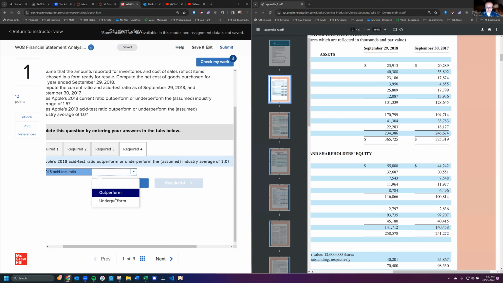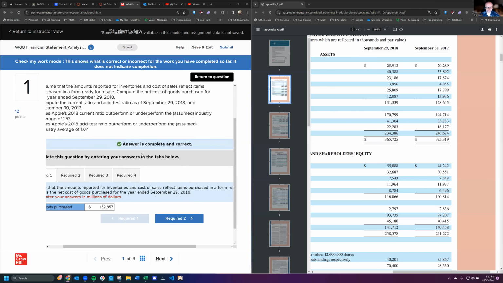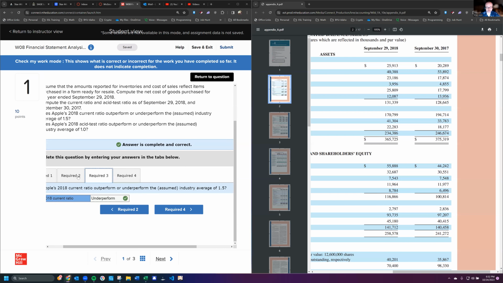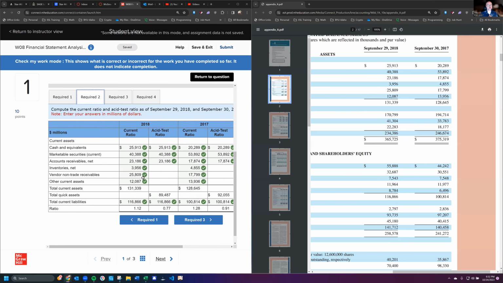So underperform. And we can check our work, see how we're doing that. And looks like we got that one right, and all that right. So that is how you do number one.